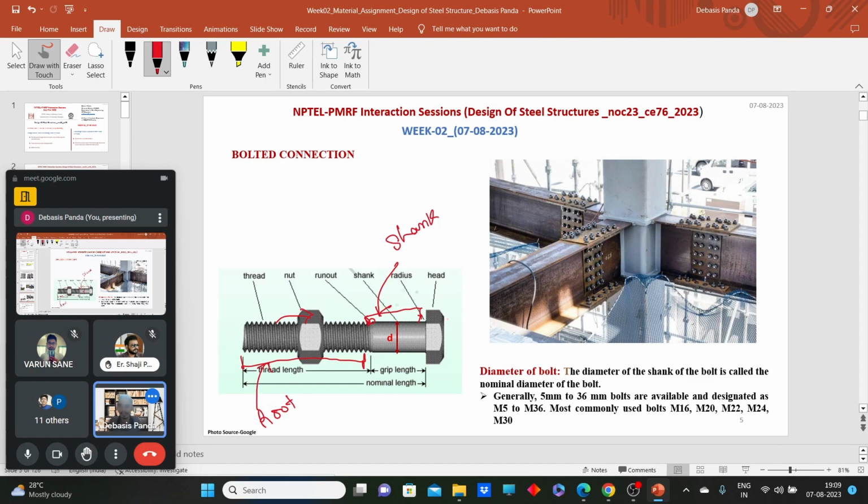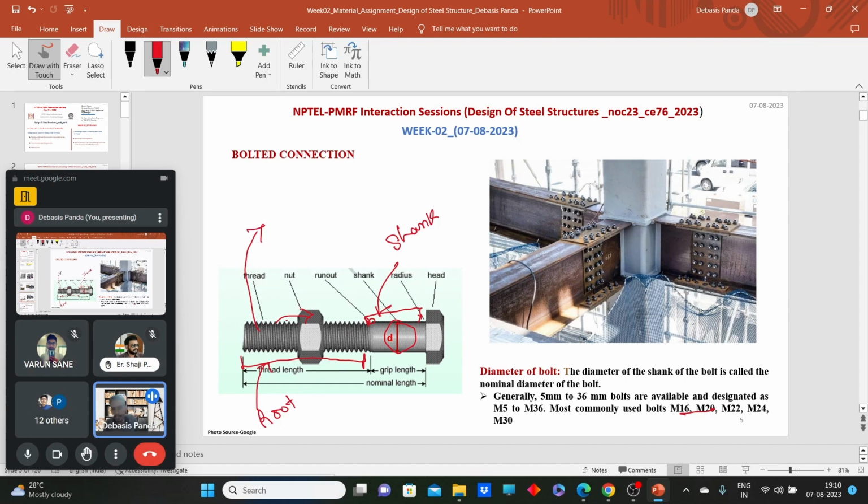Obviously the two diameters will be different. Which diameter do we call the diameter of the bolt? We have already discussed that the shank diameter is the diameter of the bolt. Bolt diameters are generally denoted like M20, M22. That means a bolt whose shank or nominal diameter is 20 mm. Obviously, if the diameter differs, then the cross section will be different.